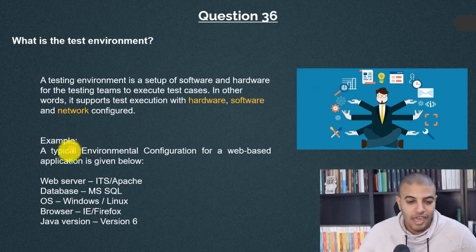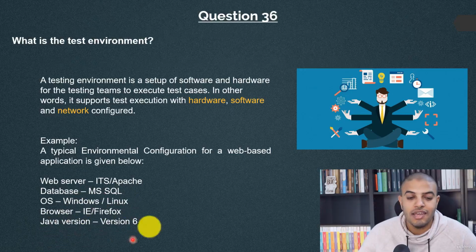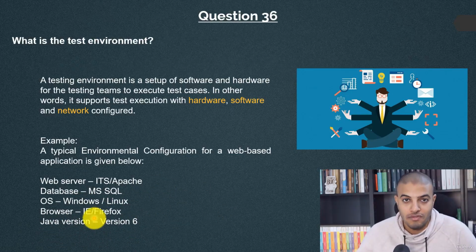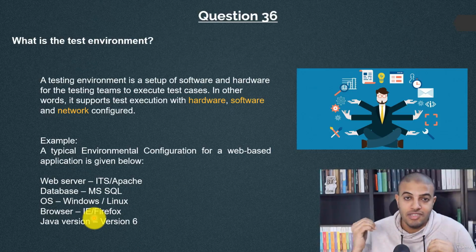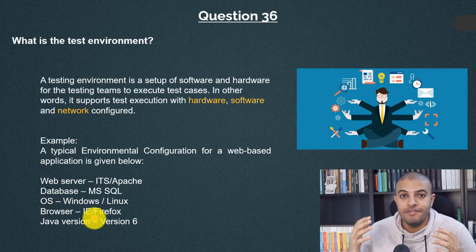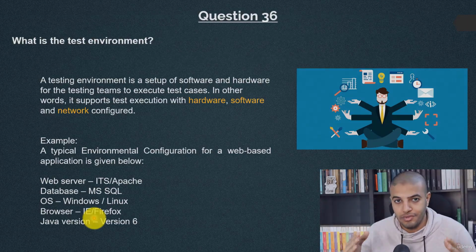So like we see here, we have an example of an environment configuration for a web-based application. We have the web server, for example, this is IIS or Apache, the database MS SQL, the operating system is Windows or Linux, and the browser is Internet Explorer or Firefox, and we have a version of Java. This is an example of a test environment. The test environment that you are going to use should be very similar to the real environment that the user would use the software in.